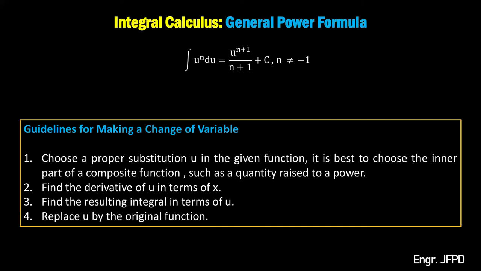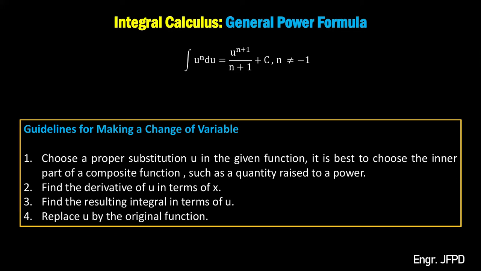For our guidelines for making a change of variable, number 1, choose a proper substitution of u in the given function, and it is best to choose the inner part of a composite function such as a quantity raised to a power. Then for number 2, find the derivative of u in terms of the x and the dx, or it simply means that we will take the derivative of the equation both sides.